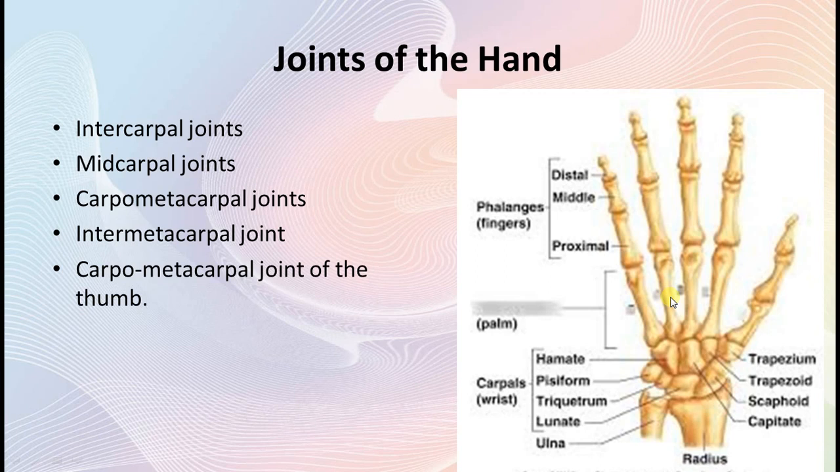But the first carpometacarpal joint, or the carpometacarpal joint of the thumb, is totally different. It is a completely movable joint and it has a wide range of movements. That is why today we are going to see extensively about this first carpometacarpal joint of the thumb. Then you have the interphalangeal joints, proximal and distal interphalangeal joints.